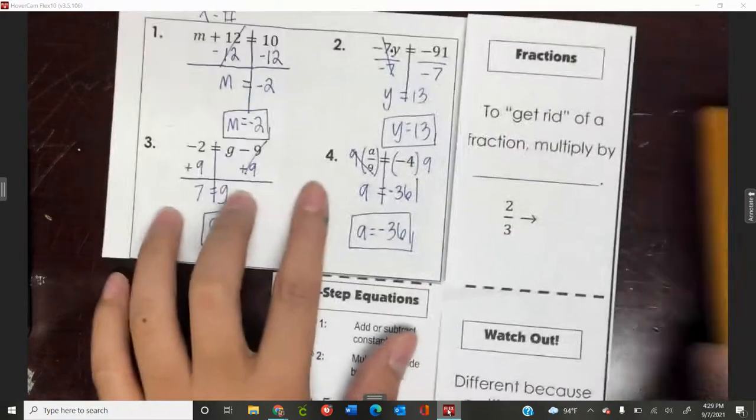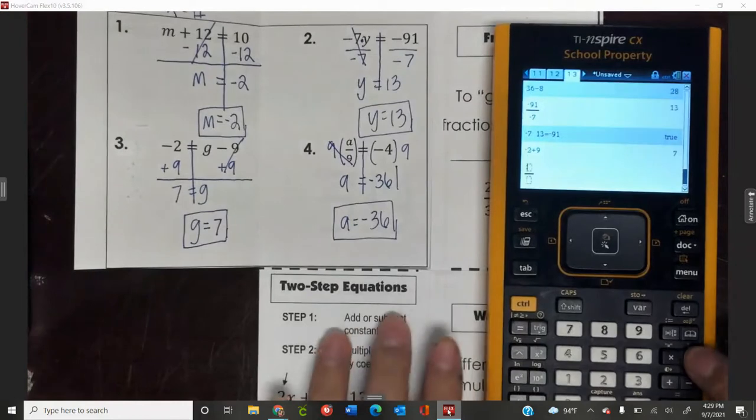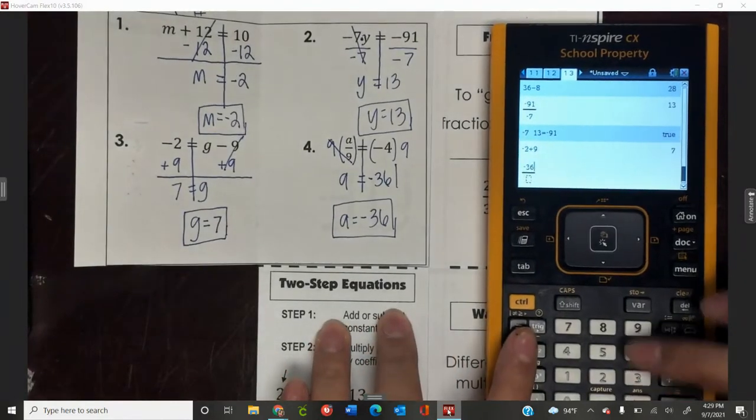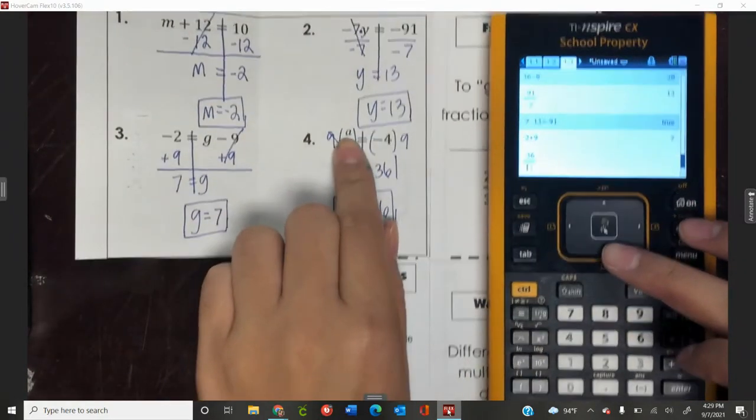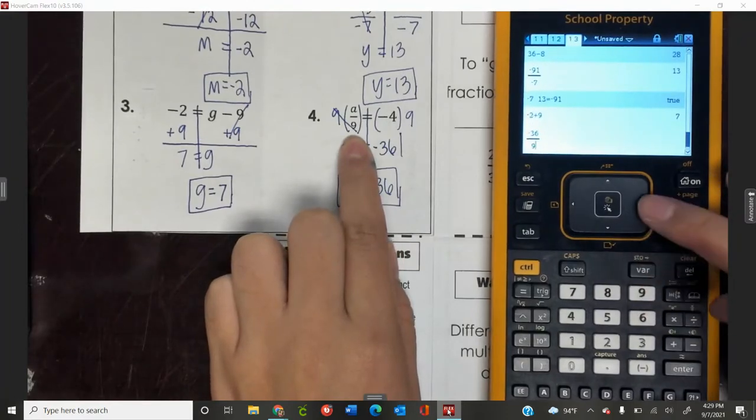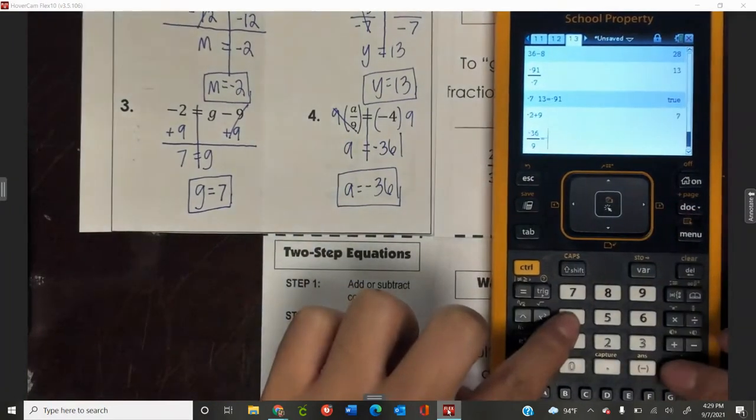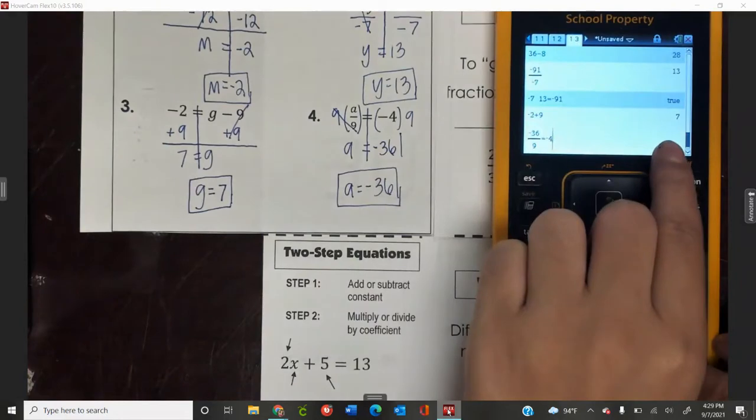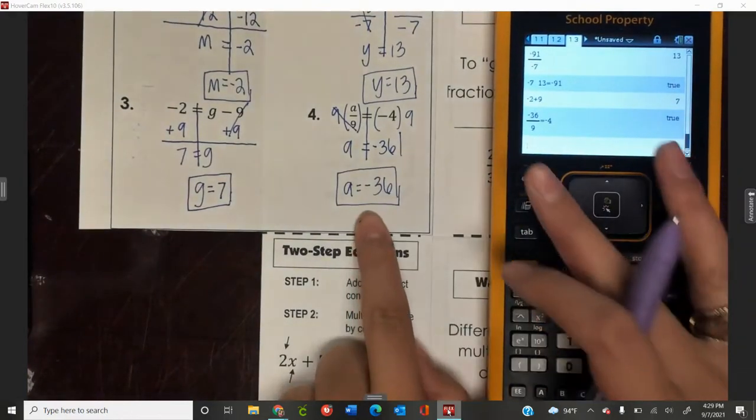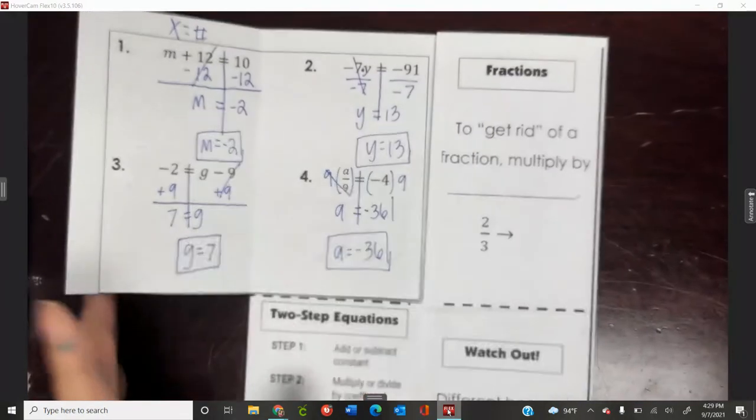So again, if you wanted to check this in your calculator, go ahead and press Control Divide. Negative 36 is what we found for the value of a. Dividing this by 9 should equal negative 4. When we press Enter, this is true. So here, negative 36 is our answer.